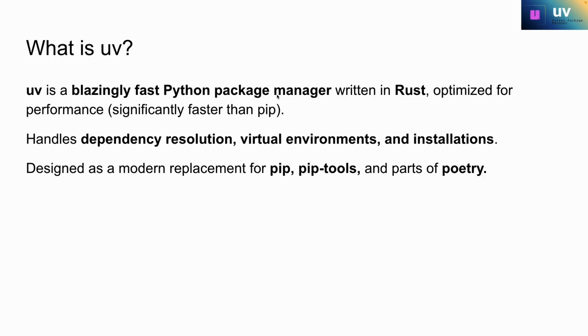UV is a blazingly fast Python package manager written in Rust, and it is optimized for performance and is significantly faster than pip. It is 10 to 100 times faster than pip. It handles dependency resolution, virtual environment creation, and installations. So it can install the dependencies as well as the Python versions. It is designed as a modern replacement of pip, pip-tools, and parts of Poetry.